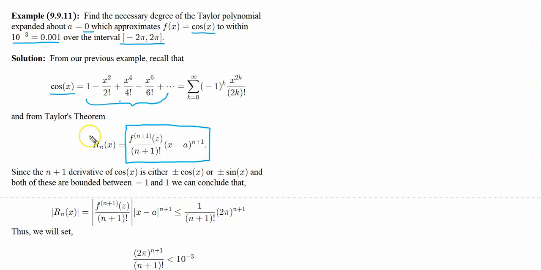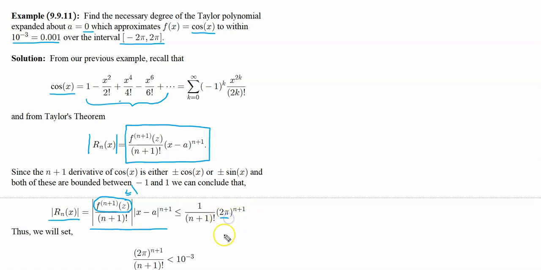So if we consider the absolute value of our remainder term, so that's what we're doing right here, notice that we can write it like this. Here we just took the absolute value of it. Since this term in the numerator is always going to be less than or equal to 1 in absolute value, we can just replace this with a 1 and state that this quantity here is going to be less than or equal to 1 over n plus 1 factorial times 2 pi to the n plus 1 power.